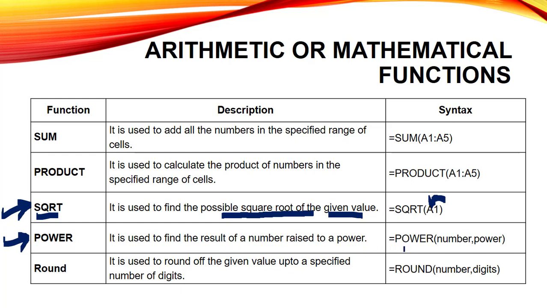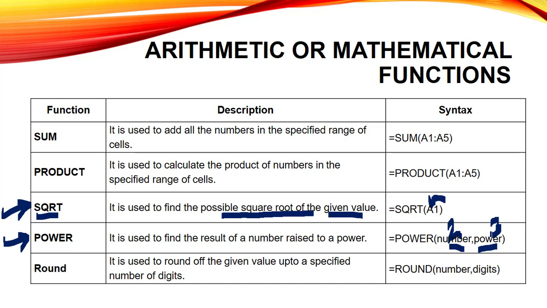And the syntax of this function is very simple. We have to write equals to POWER, then inside the brackets we have to write the number, then we have to pass the power. Fine. So suppose you want to calculate 2 cubed, for that you will write =POWER(2,3). Fine.